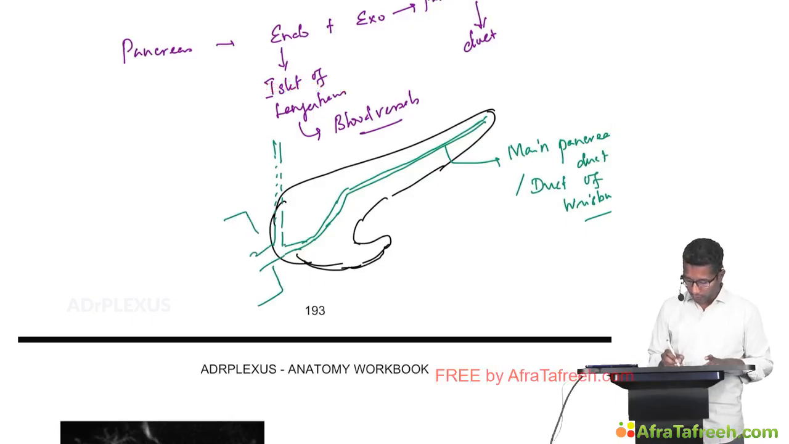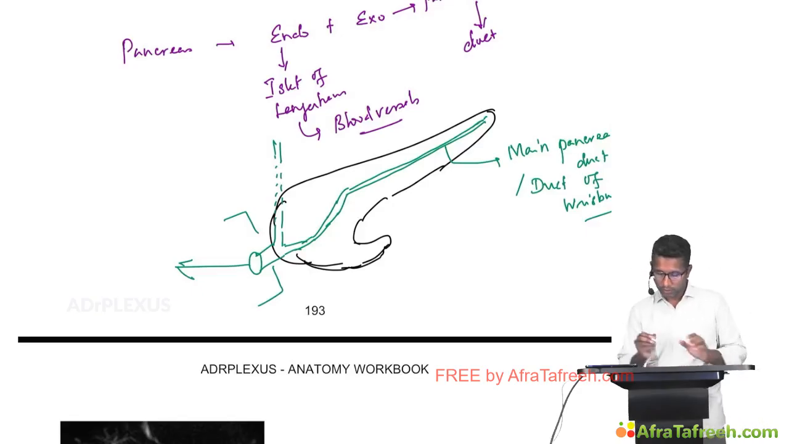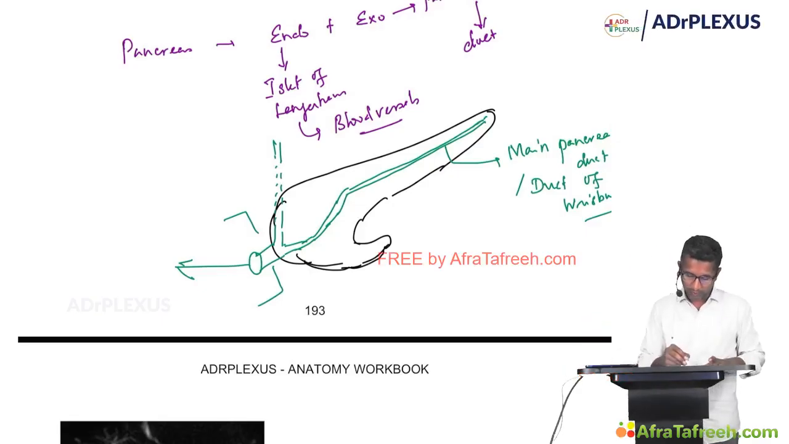Where do they open? They open into the second part of the duodenum, and this area is called what? Yes, correct, Anashwara, it is called Wirsung, just a small spelling mistake. It is called the duct of Wirsung.